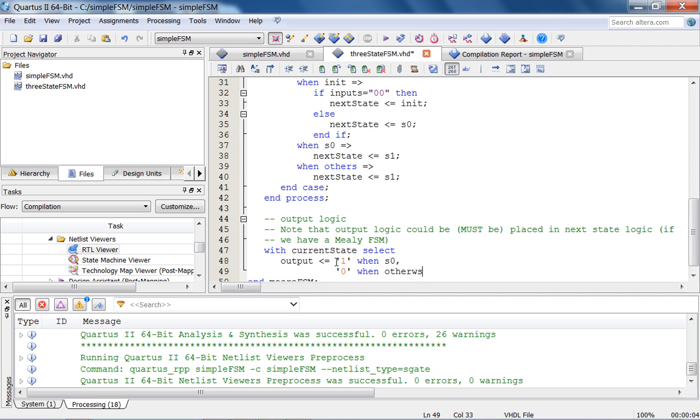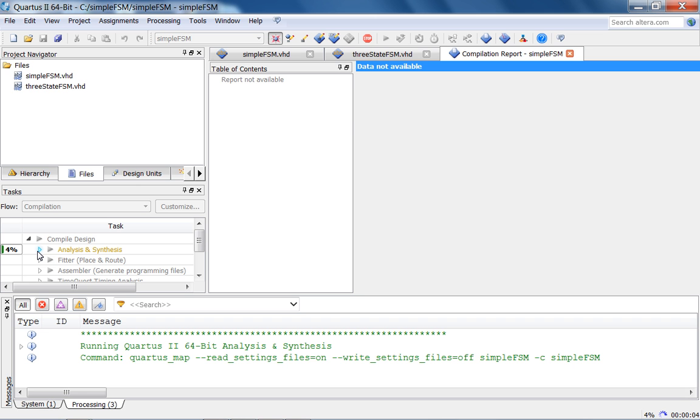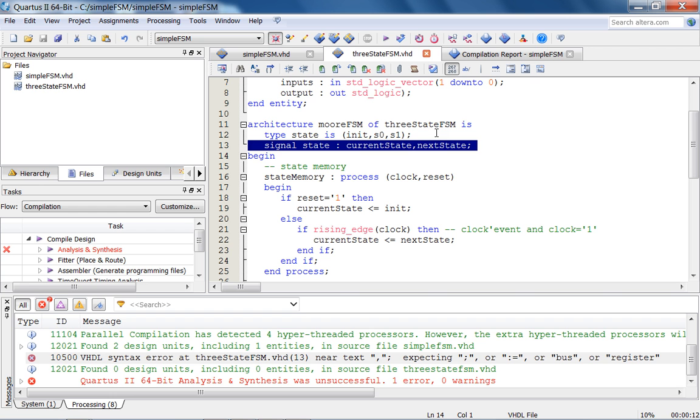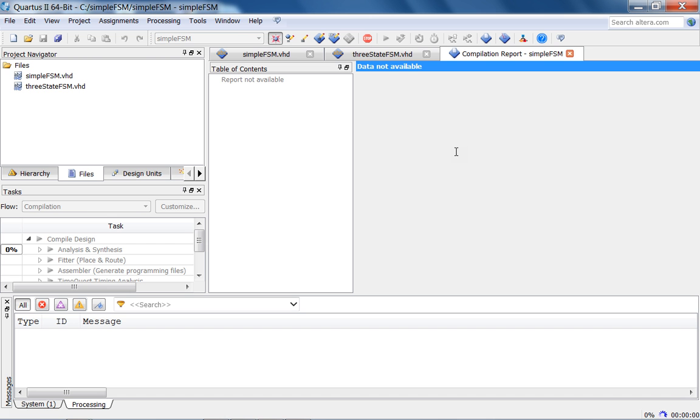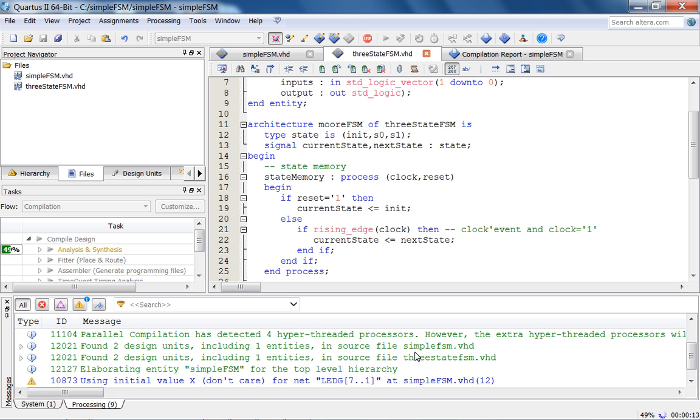So what I'm going to do is simply synthesize this and stop. I'm not going to place and route it on the board, because that's not the point of this little exercise. Okay, so it's a syntax error, so let's see what that is. Signal state is, oh wait a minute, what the heck am I typing? Current state, next state is of type state, there. I said signal state is of type current state, next state, that doesn't make any sense. Given that I have four hyper-threaded processors, my tablet's pretty slow.